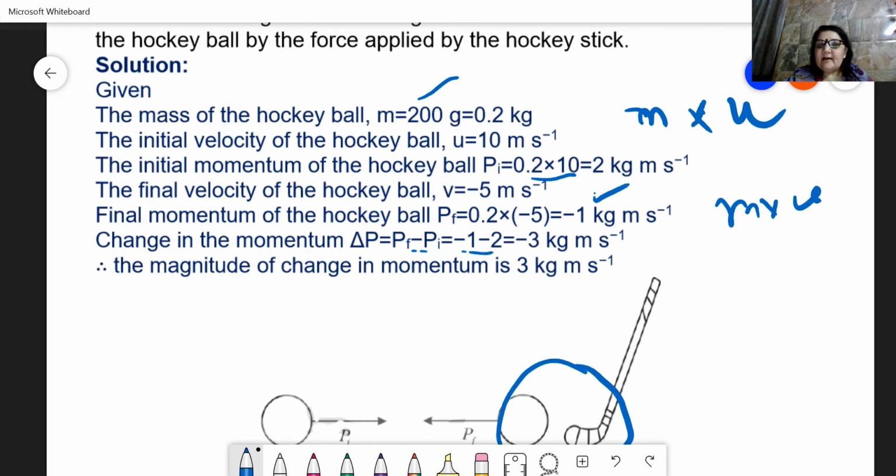You know, delta p is the difference between the momentum, that is P2 minus P1, given in your book, and here I have just written it to specify that it's the final momentum and it's the initial momentum. My answer is minus 3 kilogram meter per second, but the magnitude is 3, because when you explain your answer, never write your answer in negative. You have to explain why it is there.